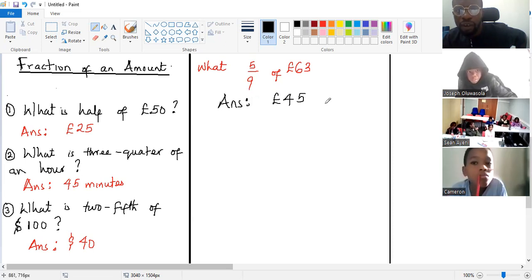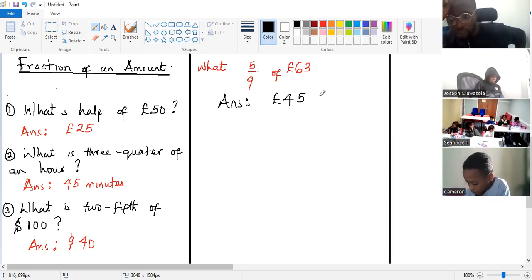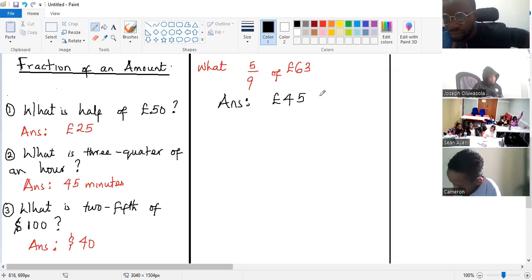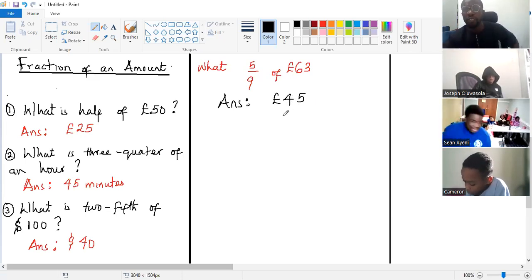45 pounds. Who knows how she got 45 pounds? If you know the answer is 45 pounds, raise your hand. Hello, guys. If you know how she got 45 pounds, raise your hand. Okay, Eden Grace, do you want to tell us how she got 45 pounds?